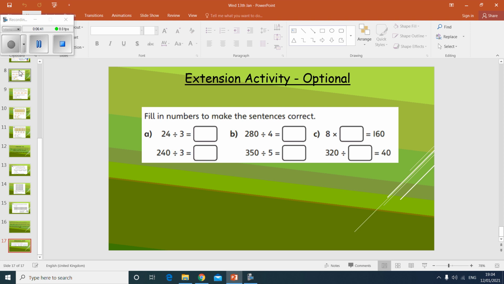You can pause the video here if you'd like to do an extension activity, which is optional.